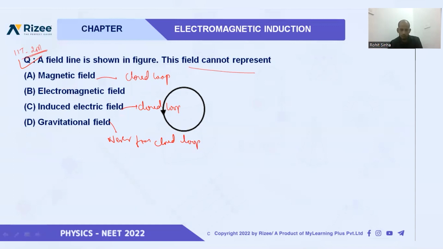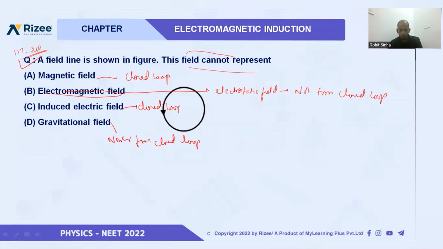And this also, it is not electromagnetic. I think it is written wrong. It should be electrostatic field. Electrostatic field, this also does not form closed loop. So for this question, it is saying which cannot represent this one.